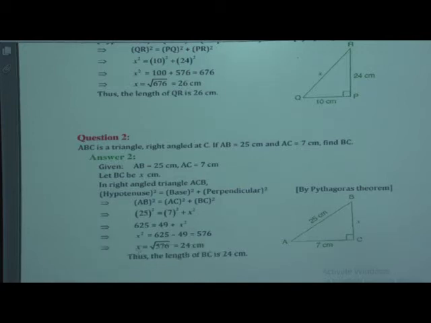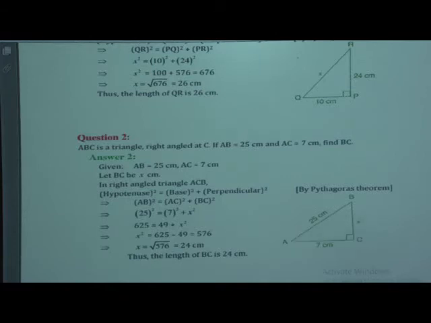Then we have to find the square root of 576. Then x is equal to the square root of 576. I told you that you can find it by the prime factorization method. So it is 24 centimeter. Thus the length of BC is 24 centimeter. What is the length of BC? BC is 24 centimeter. All lengths are given in centimeter, so we have to find it in centimeter.